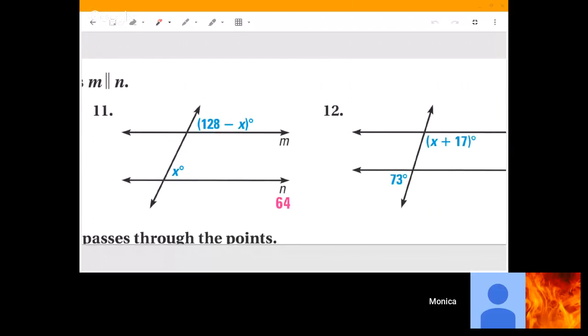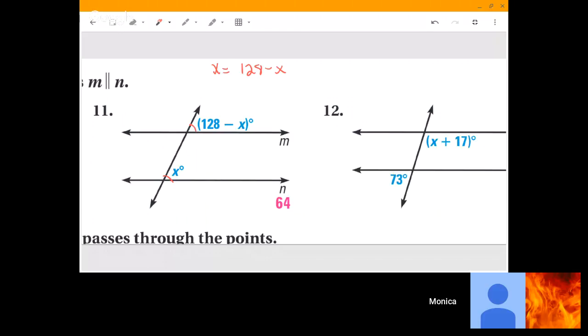Okay, Madison. Number 11, we're supposed to find the value of x that makes line M parallel to N. So we know that for two lines to be parallel, their corresponding angles are congruent, and these are corresponding angles here, the two angles that are noted. So we have to set them equal to each other to make M parallel to N. So we would say x equals 128 minus x, and then we have to solve for x.